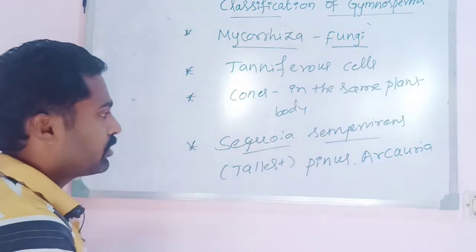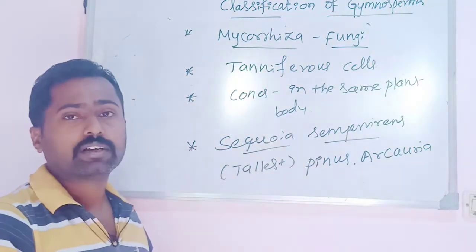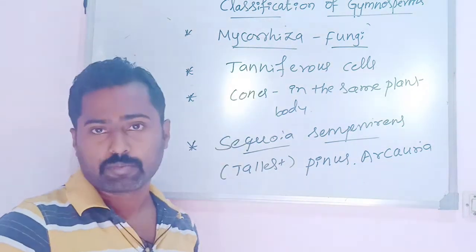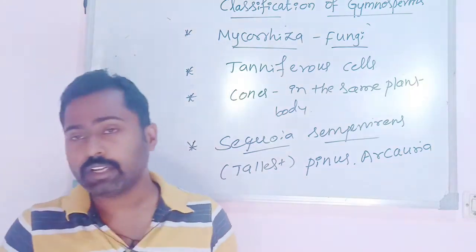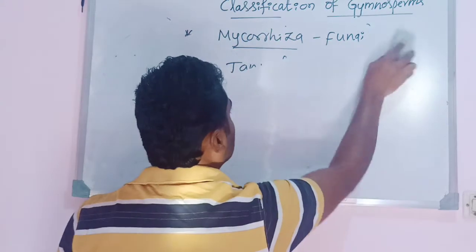Okay, so all these members are examples for the Coniferopsida: Sequoia, Pinus, Araucaria, then Thuja. Okay, so other members are also examples for Coniferopsida. Then the next group of plants is what is called Gnetopsida.